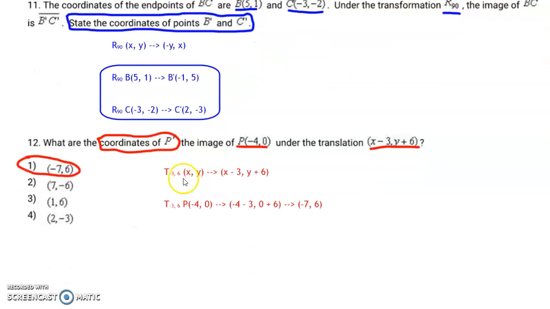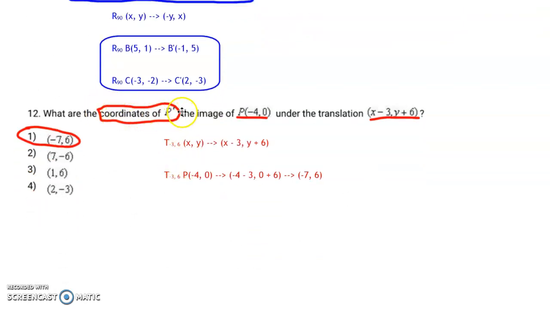And last but not least for this video, it asks for the coordinates of P prime, which is the image of P, negative 4 comma 0, under this translation. This translation is written out as a vector. It tells us to take the x value and subtract 3 from it, and then take the y value and add 6 to it, which means I'm going to take negative 4 and subtract 3 from it, giving me negative 7, and I'm going to take 0 and add 6 to it, giving me 6. That's the answer for that one.